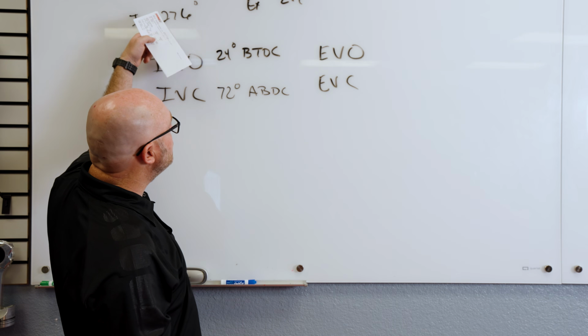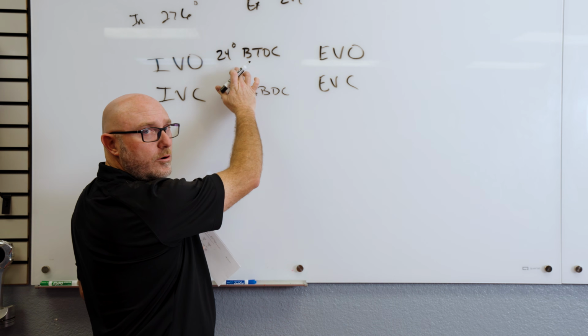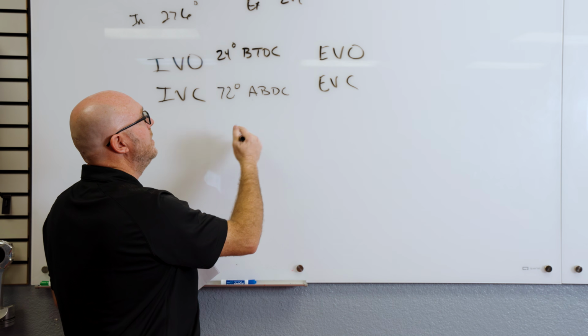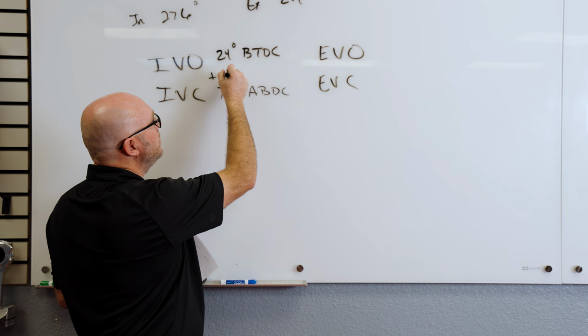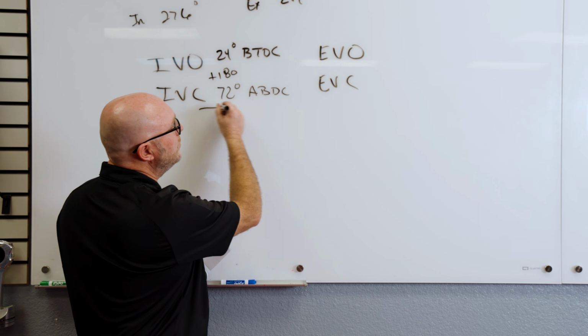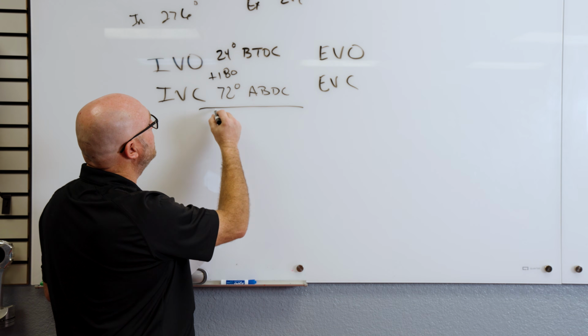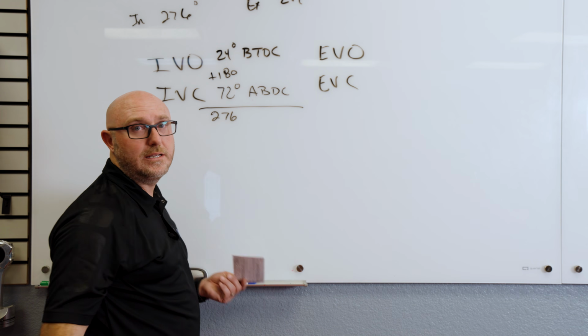So this duration of 276 degrees is pretty simple. It comes from the 24 degrees before top dead center, the 180 degrees between top dead center and bottom dead center, and then the 72 after bottom dead center. So 24 plus 180 plus 72, you get 276 degrees.